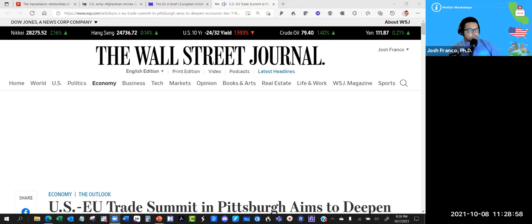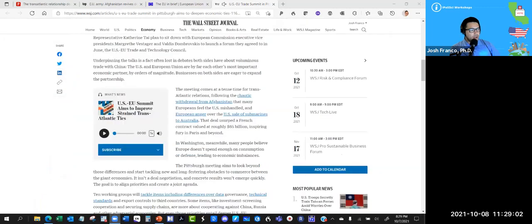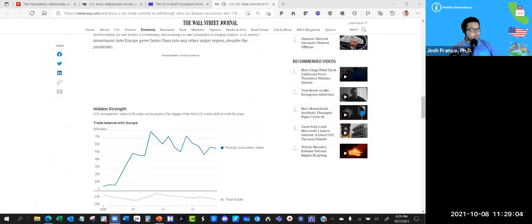And so this article goes on to describe what the aims of the summit in Pittsburgh were. And just at least two things I took away from this were, first, that the relationship between the US and the EU, or the European continent, is pretty strong when it comes to trade. Part of the challenge is that obviously we're buying more of their products than they're buying of our products.